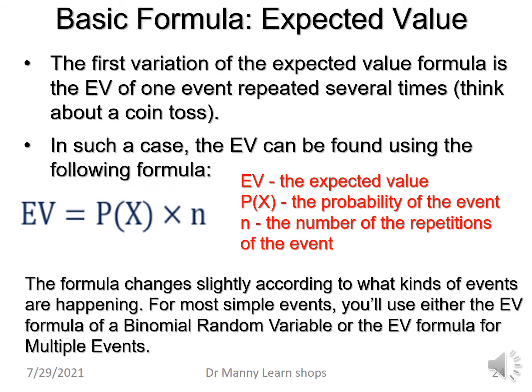The basic formula for expected value: the first variation of the expected value formula is the expected value of one event repeated several times. Think about a coin toss. In such a case, the expected value can be found using the following formula: EV, expected value, equals P, the probability of the event, times the number of repetitions, N. The formula changes slightly according to what kind of events are happening. For most simple events, you'll either use the expected value formula of the binomial random variable or the expected value formula for multiple events.